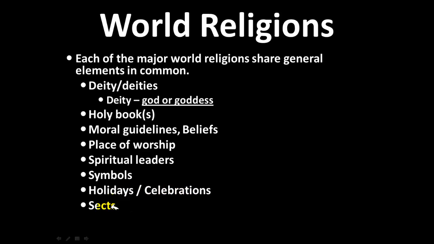And what sects mean is that there are different offshoots of a religion. So, for example, when we talk about Christianity, we mean all Christians. We mean Methodists, Lutherans, Anglicans, Catholics, and Orthodox, Eastern Orthodox Christianity. Each one of those separate denominations can be called a sect. So a sect is just a different denomination of the same religion. A sect is once again a subdivision of a larger group.